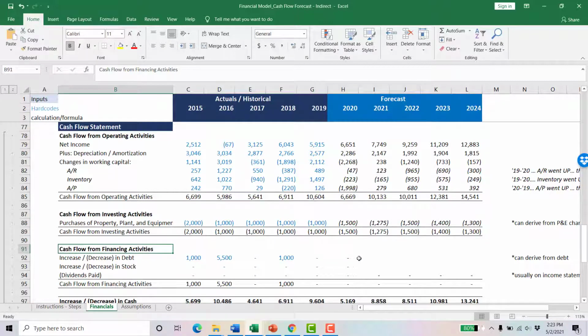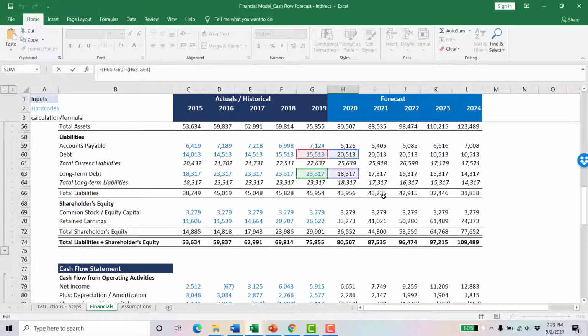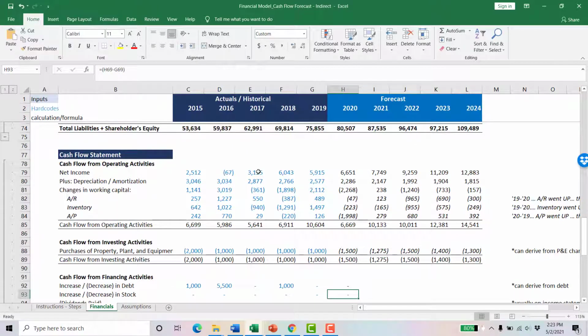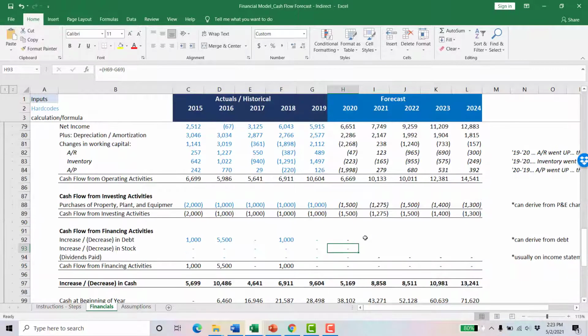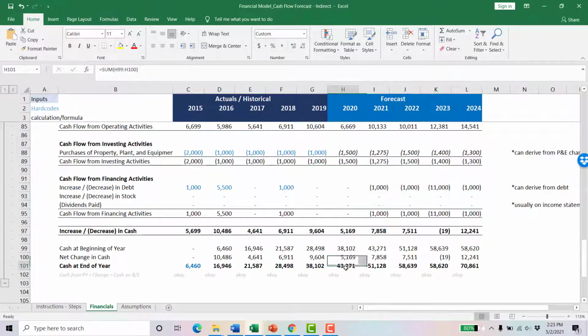Now you get to cash flow from financing activities. The first is debt. So when we scroll up, you can get this from your change in debt. So if you see here, we're taking H60 minus G60. So that's a $500 change. And then we're taking H63, which is the long-term debt, minus G. So this is just short-term debt and long-term debt. That gives you your full debt, and then for stock, you do the same thing, your change in your common stock. And we didn't pay any dividends, so that one is simple for the purposes of this.